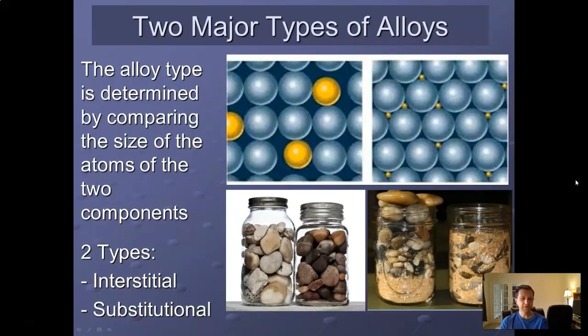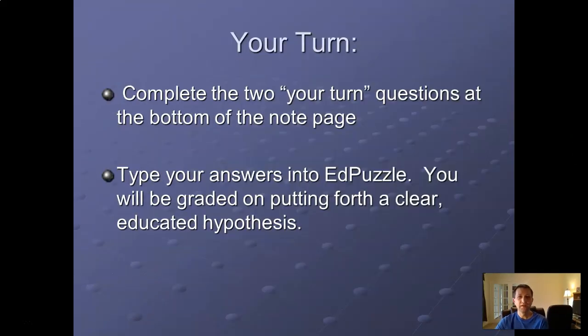So you'll determine which one's interstitial and which one's substitutional in the activity you do. You can probably tell maybe by the names already what these two are, and then they both have different properties that go along with them. So before you go into that, you're going to complete the Your Turn questions at the bottom of your note page. You're going to type your answers into Edpuzzle. You'll get a score based on just putting forth a clear, educated hypothesis.